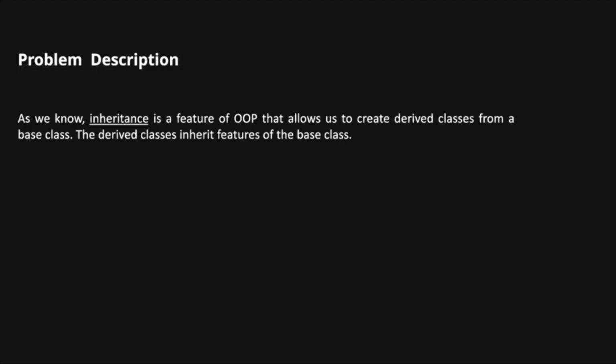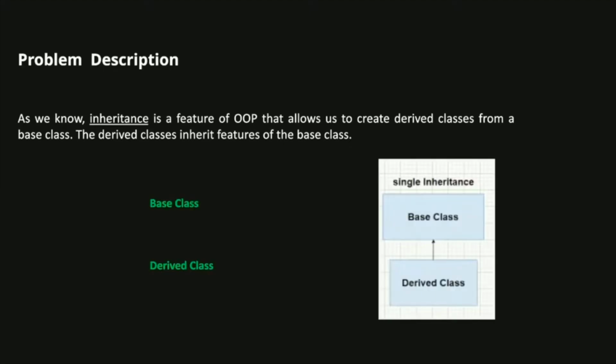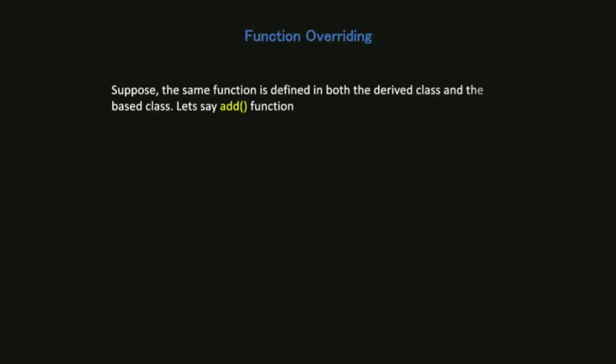So now let's discuss the problem. As we know, inheritance is a feature of OOP, object oriented programming, that allows us to create a derived class from the base class. That means the derived classes inherit the features of the base class. We are able to use the features that are available in the base class in the derived class, or the class that we have made as a child class. Here we can see the base class and the derived class. So this is actually the inheritance concept. If you haven't watched that video, I will give the link down in the description or in the I button. You can check it out there.